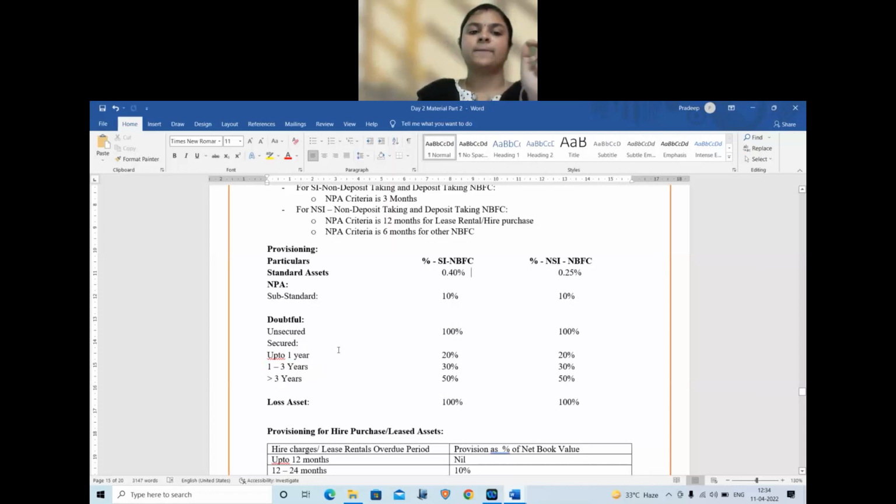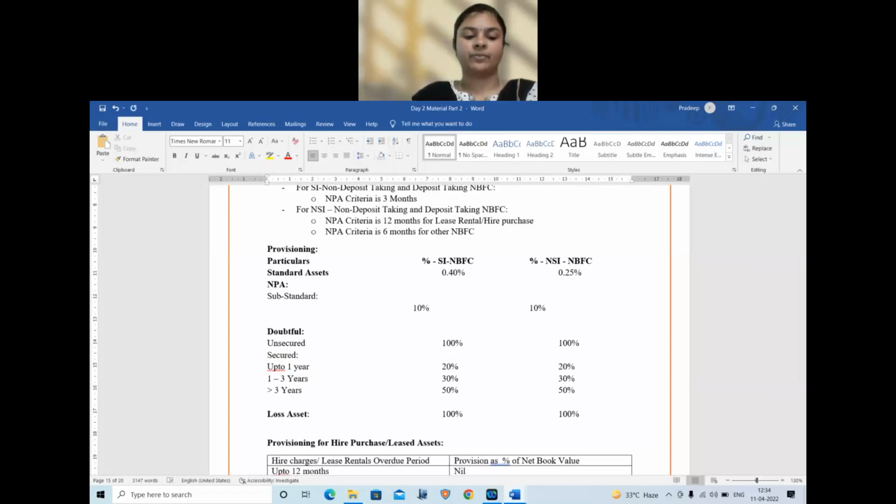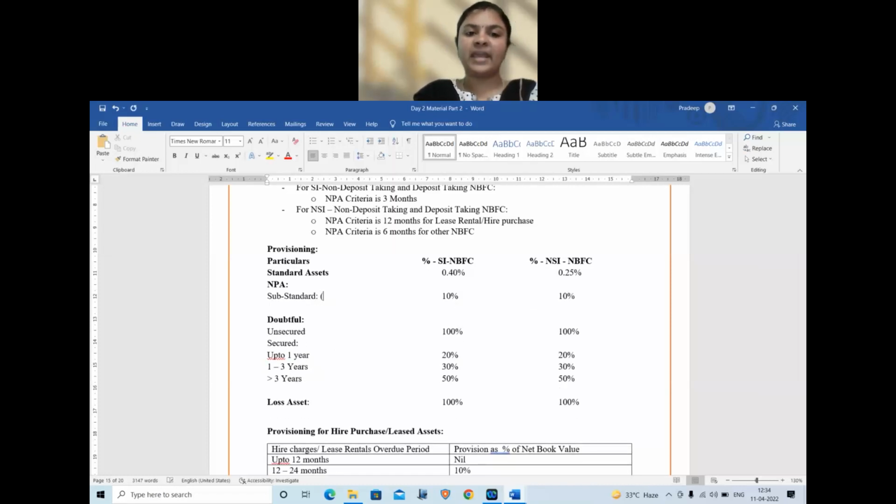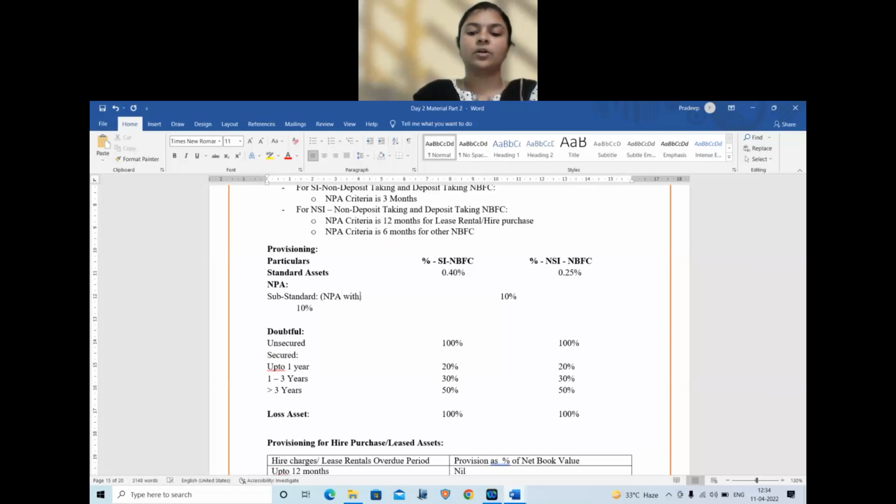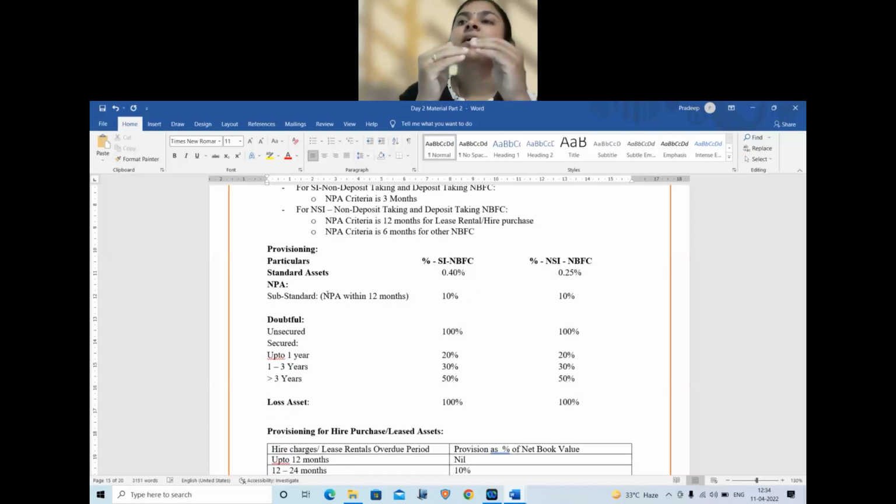Substandard assets. What are substandard assets? An NPA within 12 months, which means after the time limit of 3 months or 6 months for classifying as NPA, for the first 12 months after classification as NPA, it is called substandard assets. Let me reword it: assets within 12 months overdue after becoming NPA.